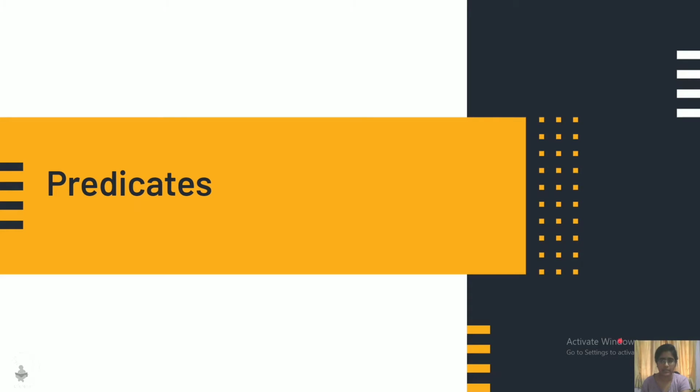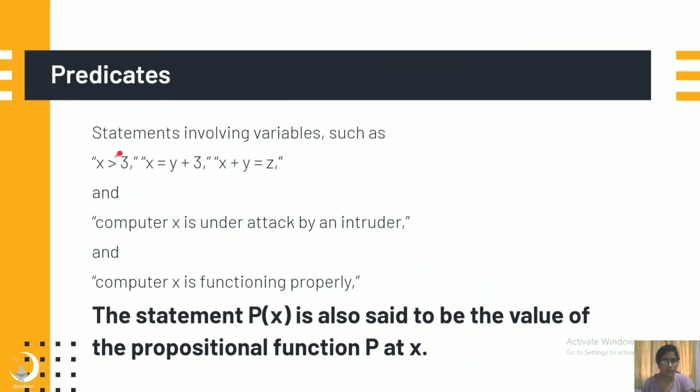What are predicates? Here, statements involving variables such as x is greater than 3, x equals y plus 3, x plus y equals z, and computer X is under attack by an intruder, computer X is functioning properly. In all these statements, X would be the subject and greater than 3 would be the predicate. So the statement P of X is used to denote the predicates. The statement P of X is also said to be the value of the propositional function P at X.